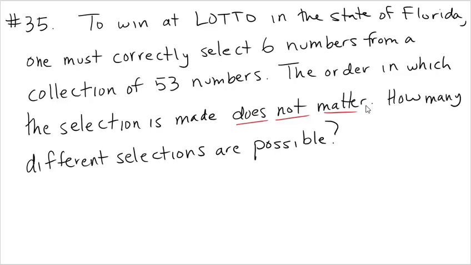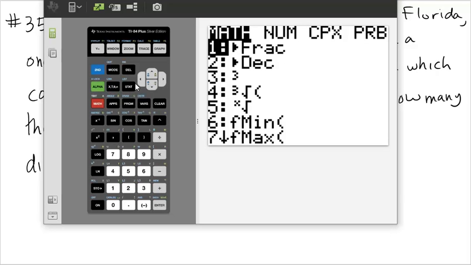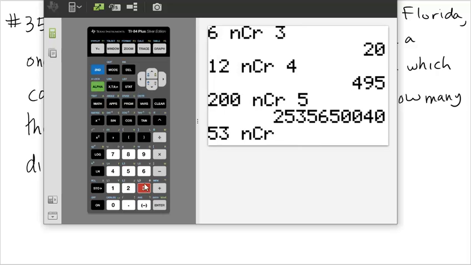How many different selections are possible? Well, this is definitely a combination because they flat out told us that the order doesn't matter. So there are 53 total balls, and of those, they're going to choose 6 through some random process. So let's see. 53, math, scroll to probability, choice 3, and we're going to select 6.